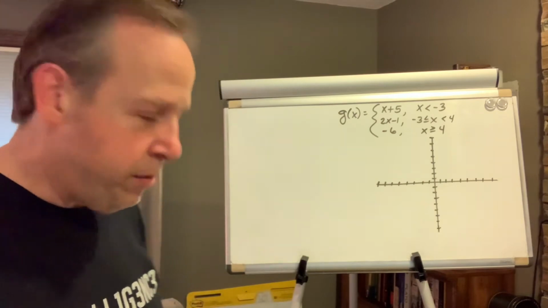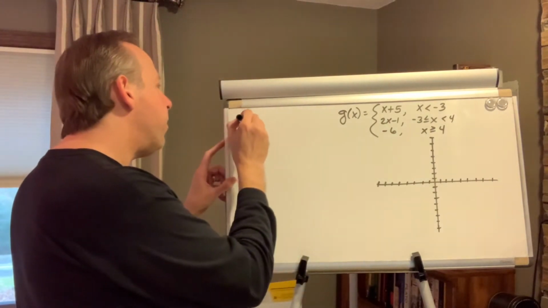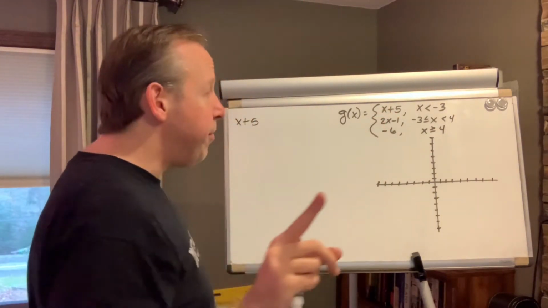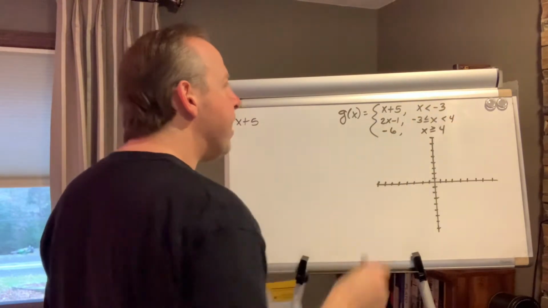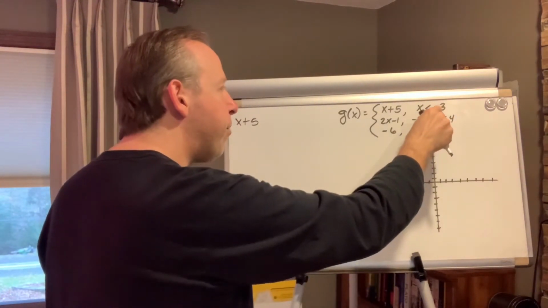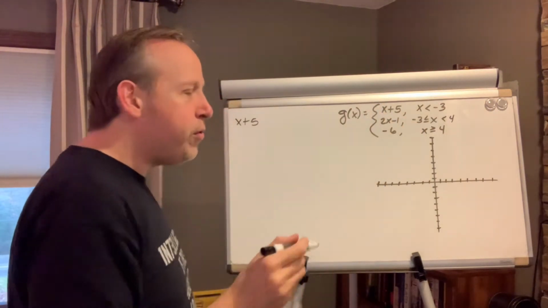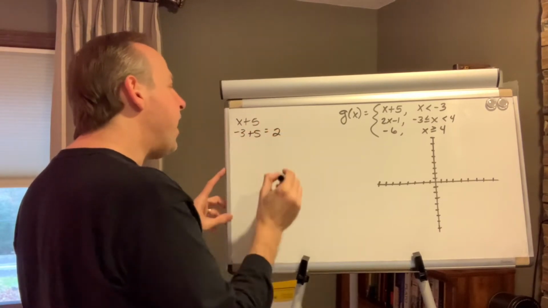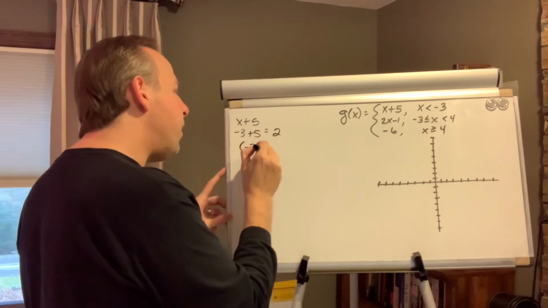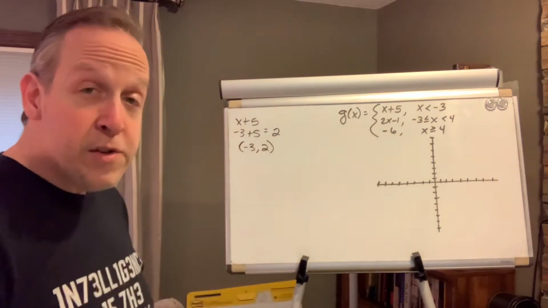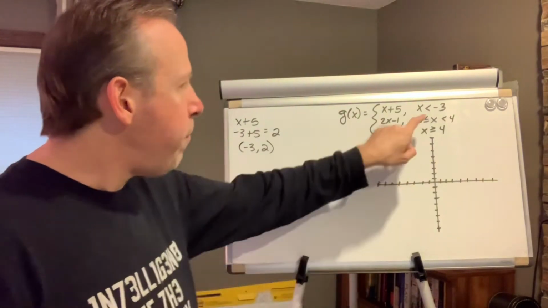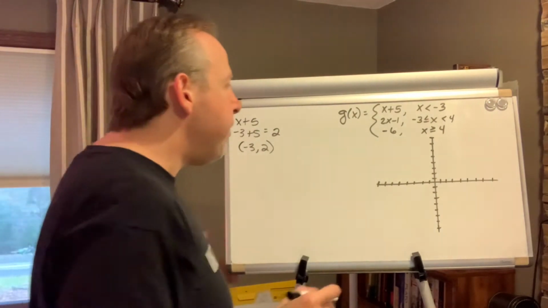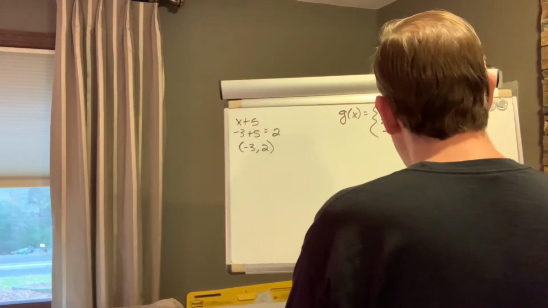Start with the first equation, x plus 5. You're told that you're going to be able to graph x plus 5 for any x value less than -3. So use -3 as your input to see what you get. When I use -3 and I add 5, I get 2. That means the coordinate (-3, 2) is a coordinate I have to plot on my graph with an open dot, because it says less than, not equal to. (-3, 2) gets an open dot right there.